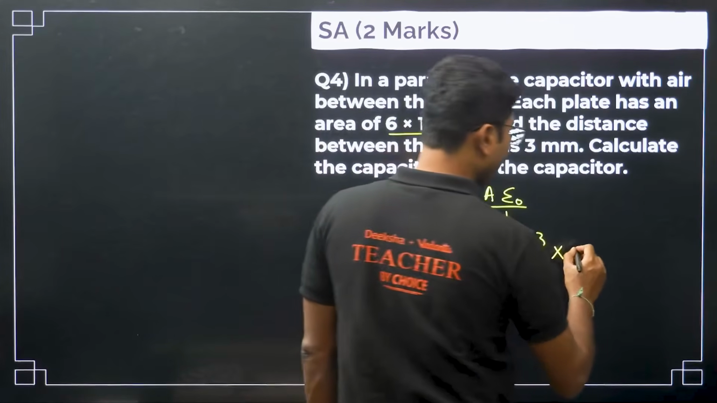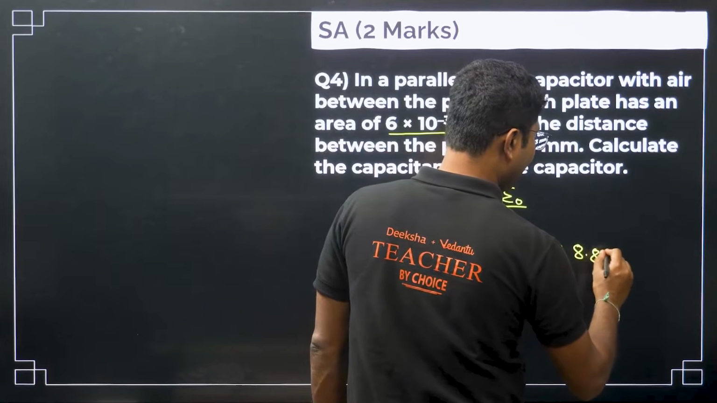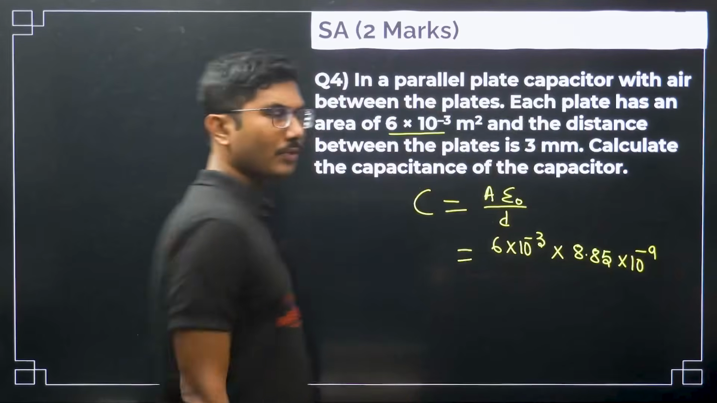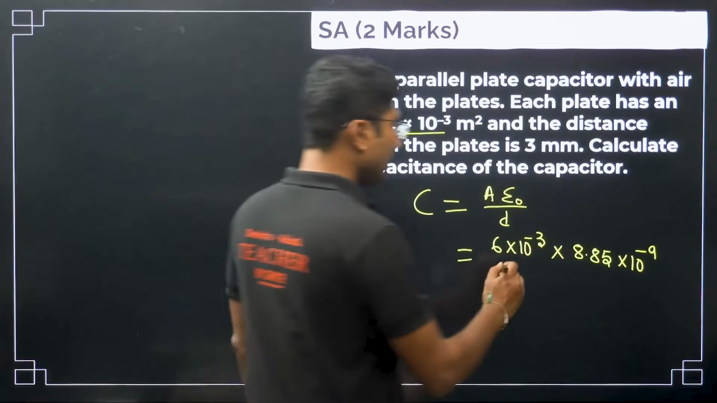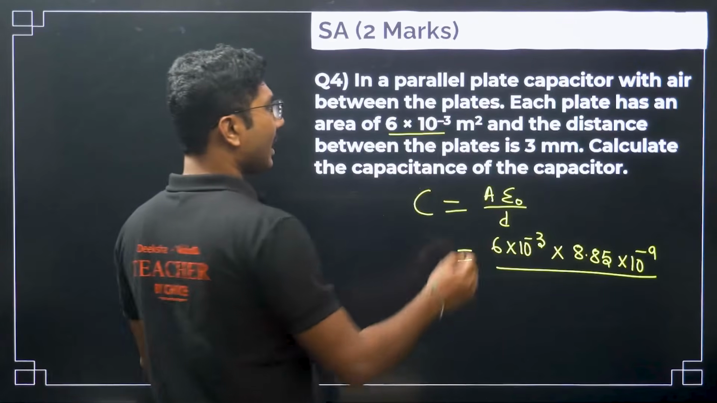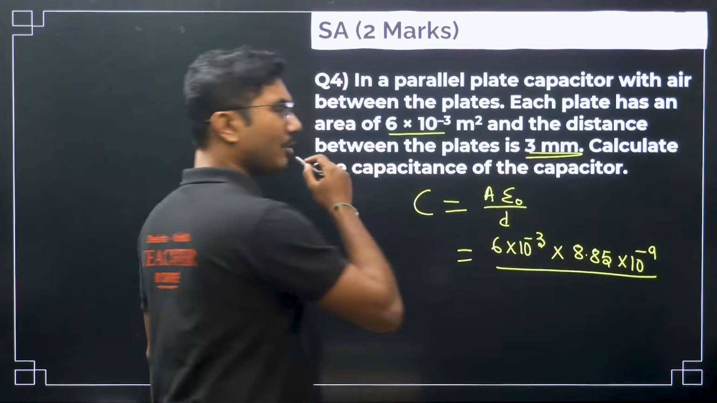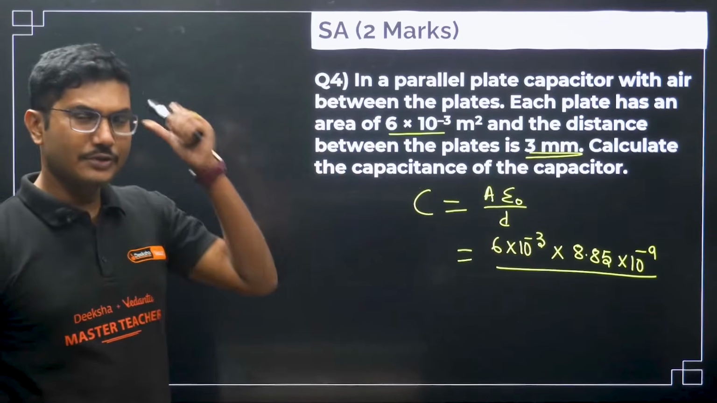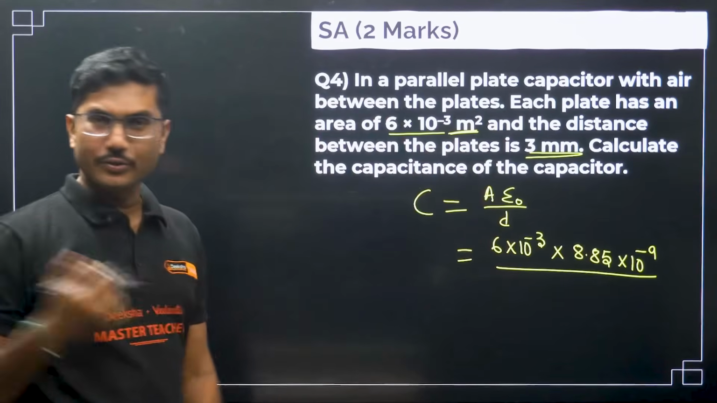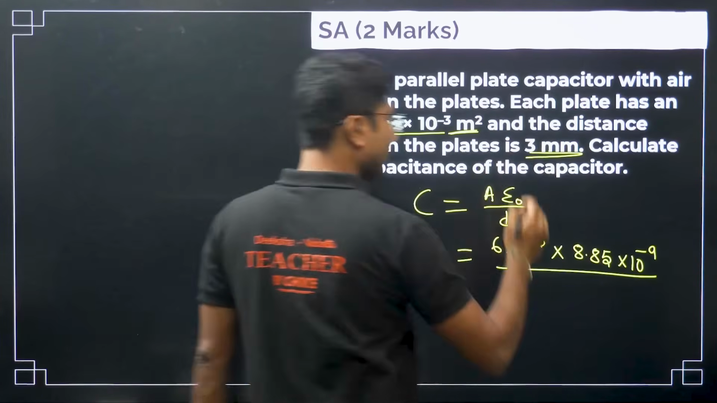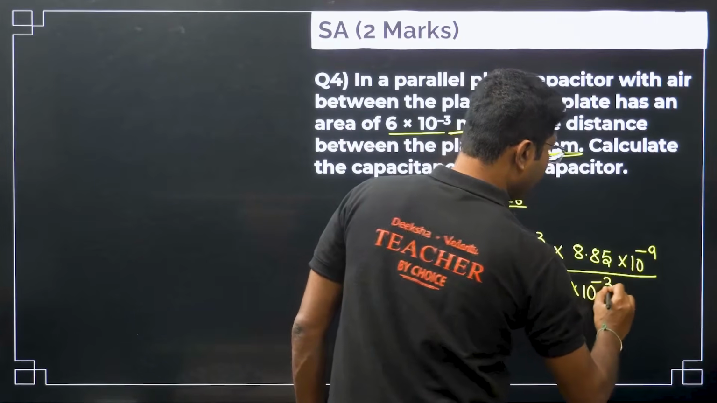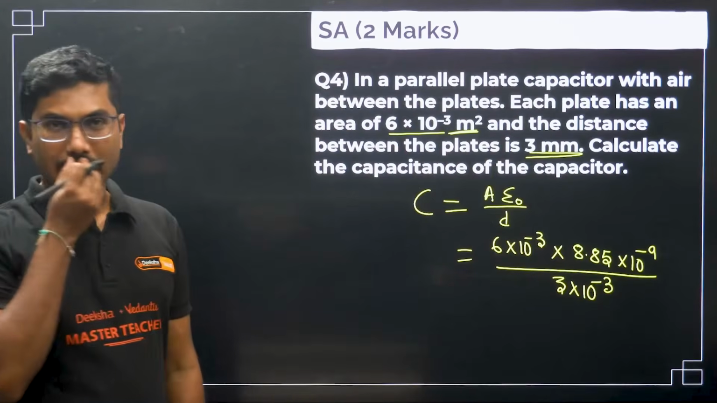Epsilon naught we know is 8.85 into 10 to the power of minus 9. Okay, try to use the exact value here. And the distance between the plates is given by 3 millimeter. Now millimeter is obviously not SI unit, so you have to convert it into SI unit. Area is given in meter square, so we do not need to convert it, but millimeter is not an SI unit, so you have to convert it into meter by multiplying 10 to the power of minus 3.